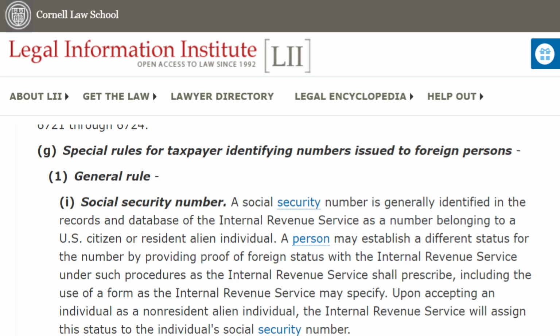A person may establish a different status for the number by providing proof of foreign status with the Internal Revenue Service under such procedure as the Internal Revenue Service shall prescribe, including the use of a form as the Internal Revenue Service may specify. Upon accepting an individual as a non-resident alien individual, the Internal Revenue Service will assign this status to the individual's Social Security number.